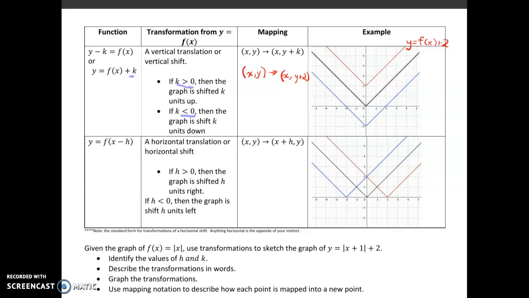Now let's go on to the blue. So the blue graph, with the black one being our parent function, I'm going to take this point. How did this point change? 1, 2. It moved 2 down. So the transformation on this is going to be y is equal to f of x minus 2.